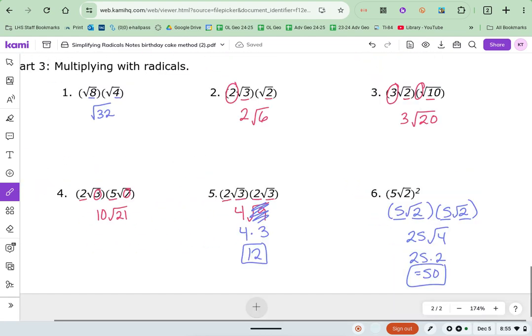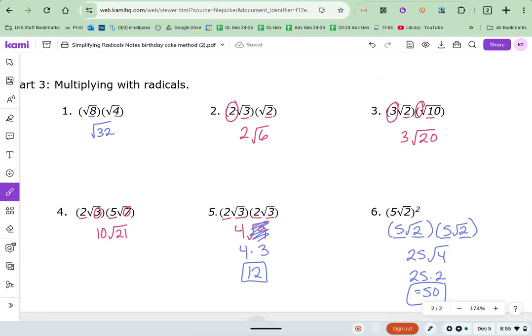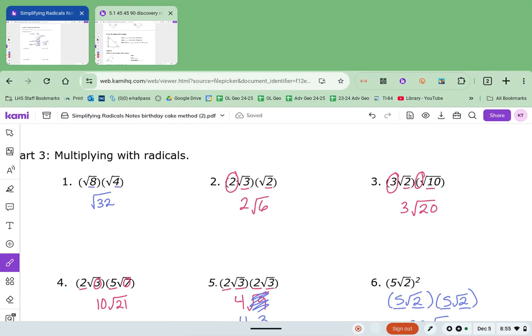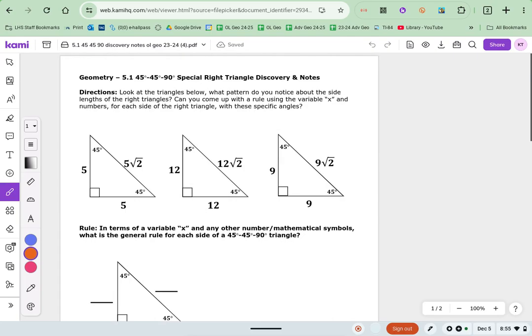All right, so that is part 1 of your notes. We are going to be using these skills on our second part of our notes. So go ahead and find the notes that look like this.